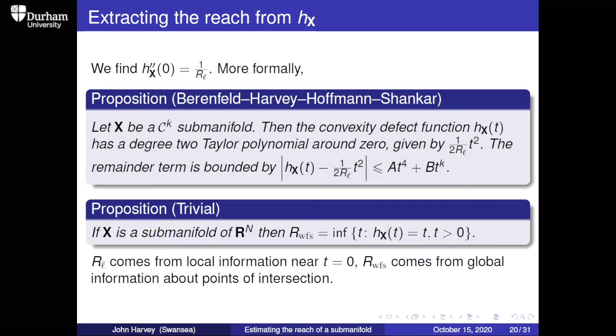Right? Local information happens locally near 0. Global information could come anywhere. Right? It comes from points of intersection, I say. So where does the graph of H intersect the diagonal? At that first intersection, which isn't 0, then that's your weak feature size.